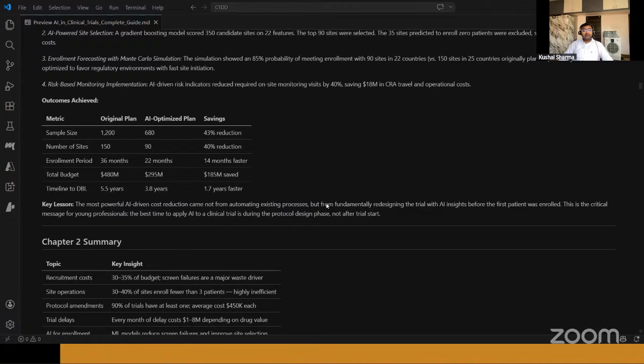So the key lesson is that the most powerful AI-driven cost reductions come not from automating the existing process, but from fundamentally redesigning the trial with AI insights before the first patient was enrolled. There is a complete shift in the process. So this is the critical message for young professionals: the best time to apply AI to a clinical trial is during the protocol design phase, not after the trial starts, but during the protocol design phase.